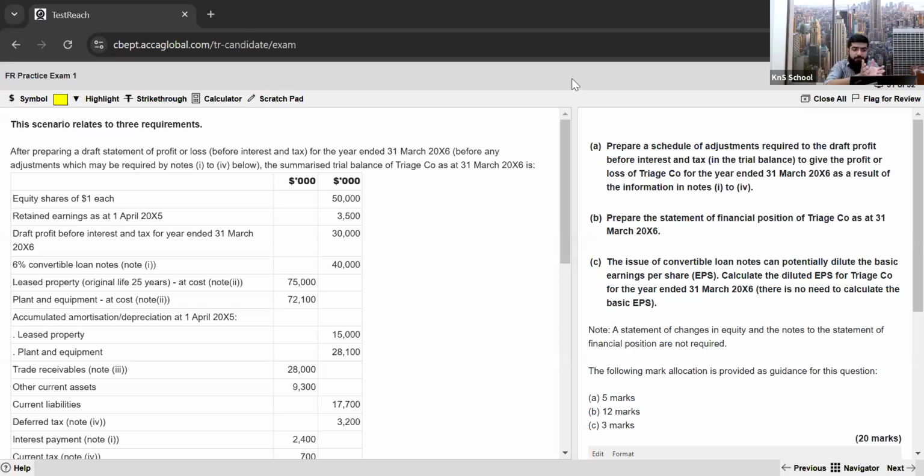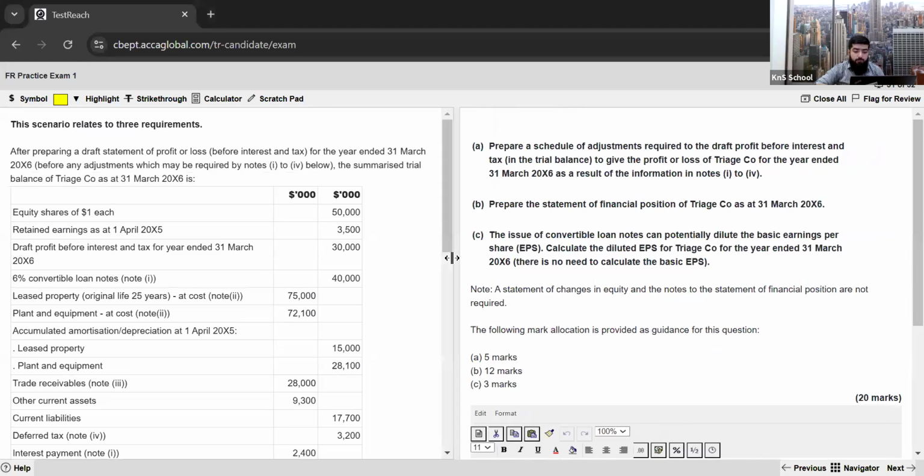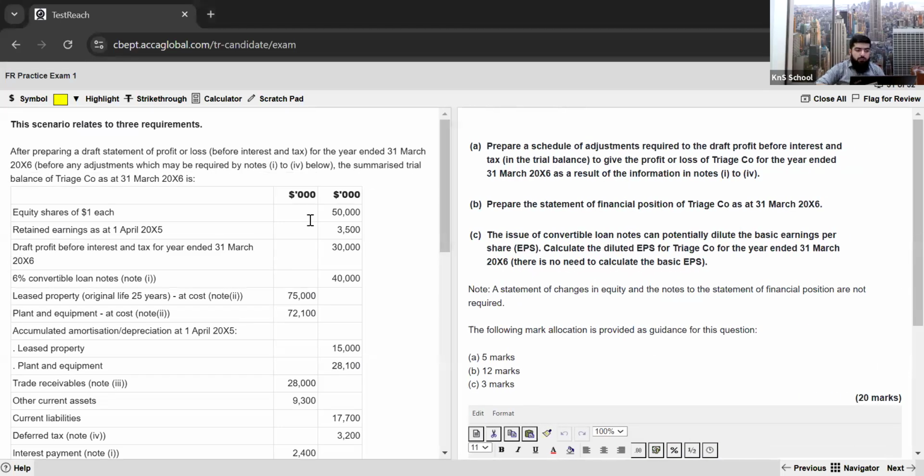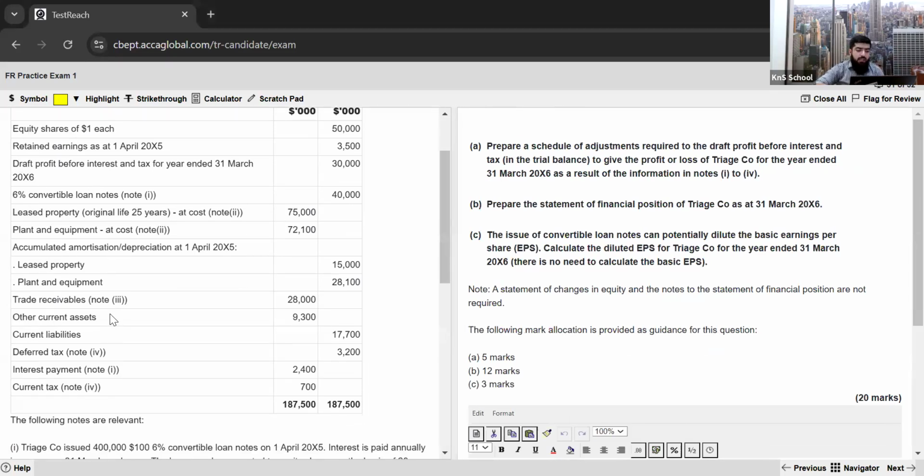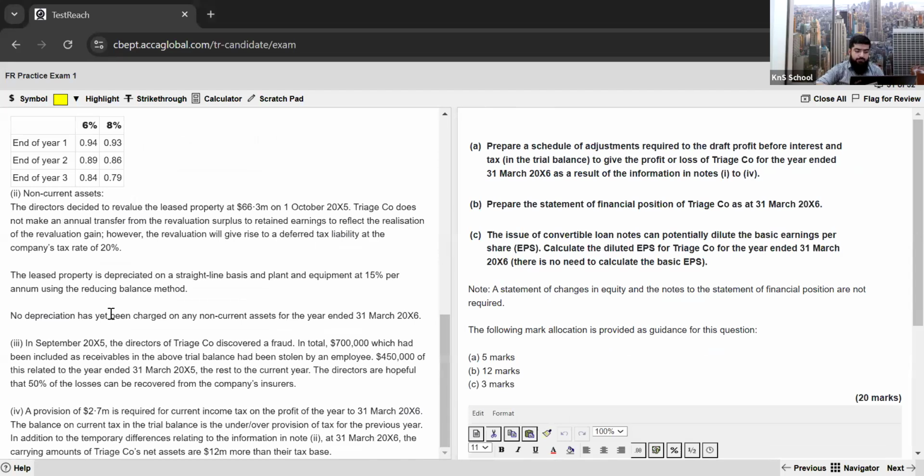This is basically the real specimen of your paper, showing how the paper will appear in front of you whenever you sit in your exams. On the left side is where the question and the adjustments will be given.